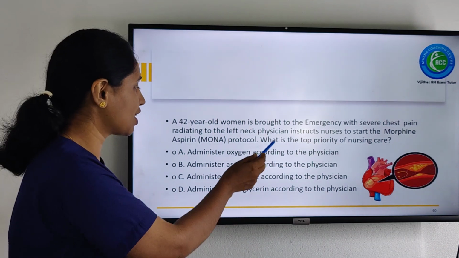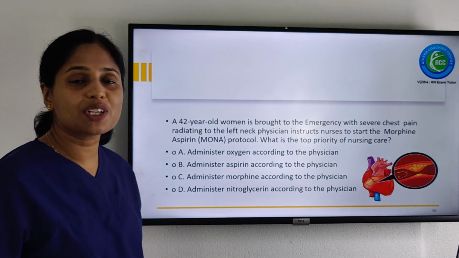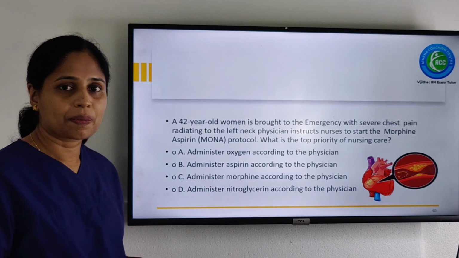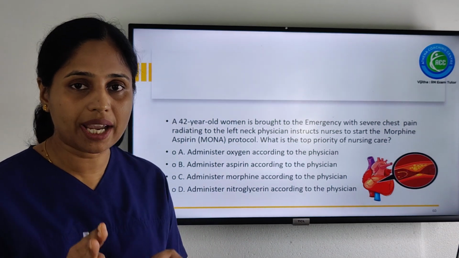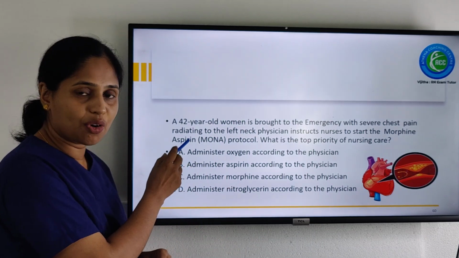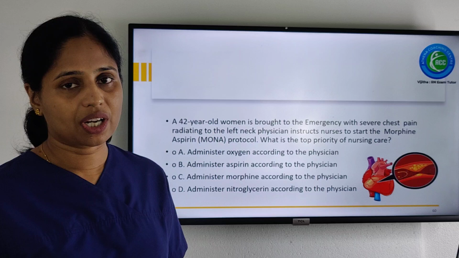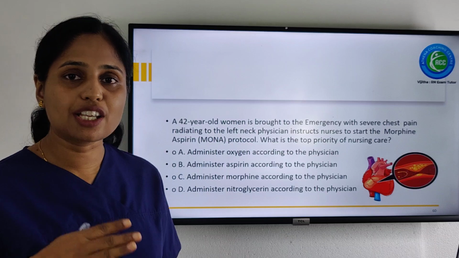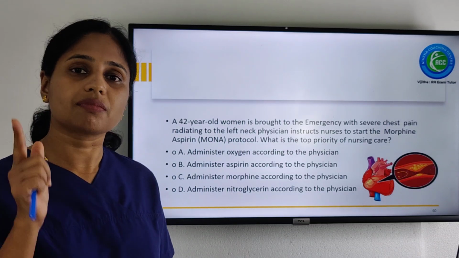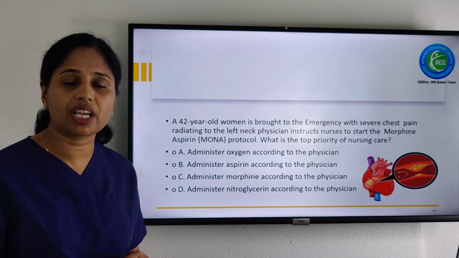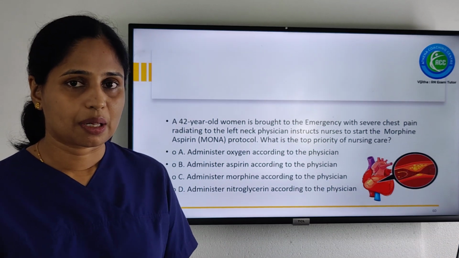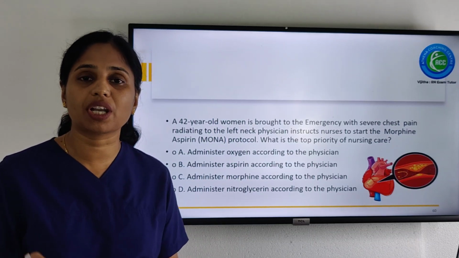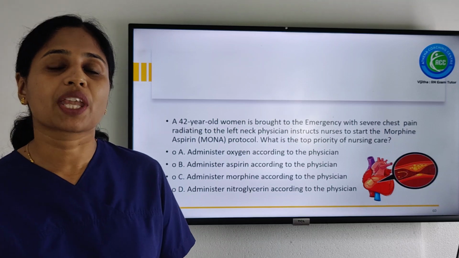So here there is a standing order to start MONA, so the first priority intervention is to start morphine. Clear? Why? Because there is a standing order to start the MONA protocol. If this particular order is not present in this question, in case of myocardial infarction, the first choice of treatment is always oxygen. The first priority management for a client with a myocardial infarction is oxygen.